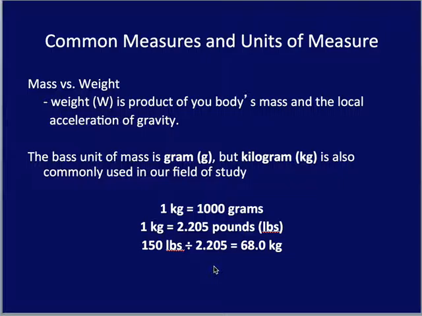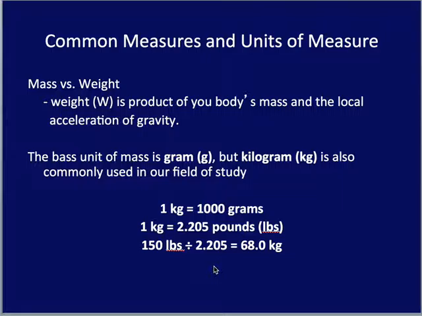the base unit for mass is going to be the gram and the kilogram, like I said. Now here's the first conversion we're going to look at. So again, 1 kilogram is 1,000 grams. A kilo is 1,000. For every kilogram, there are 2.205 pounds. Or if you want to shorten that and use 2.2, that's perfectly fine.